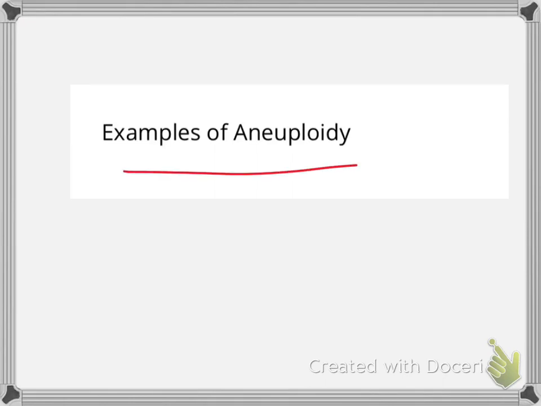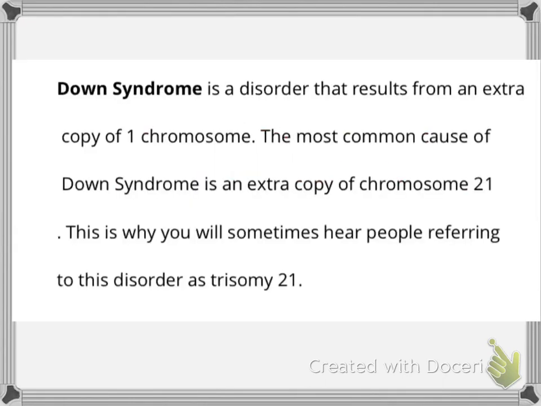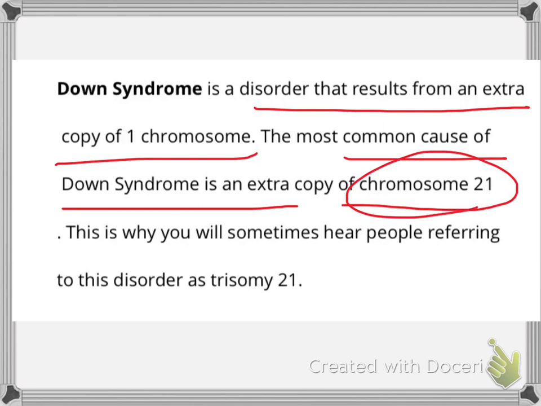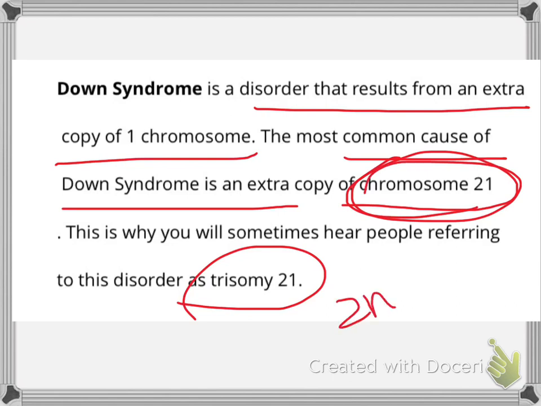Now we can discuss examples of aneuploidy. Down syndrome is a disorder that results from an extra copy of one chromosome. The most common cause of Down syndrome is an extra copy of chromosome 21. So, these people are called trisomy 21. That is, the 21st chromosome is extra, that is 2n+1.